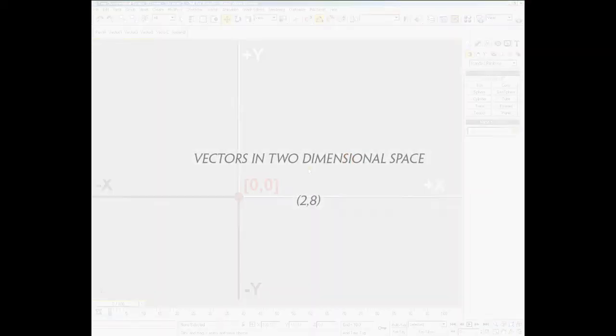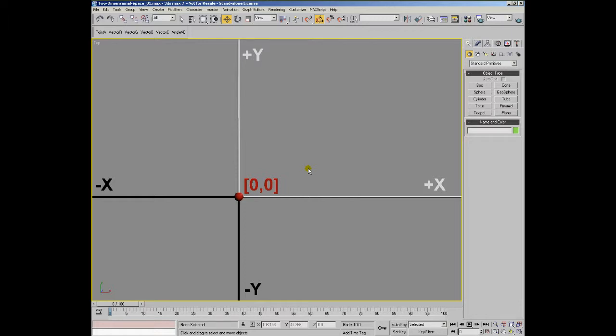In two-dimensional space, we add the second y-axis perpendicular to the original x-axis of the one-dimensional space. Now we have a plane containing an infinite number of points with two coordinates, x and y. Again, there is a special point with coordinate 0, 0, which is the origin. In MaxScript, a two-dimensional point is expressed as a Point2 value.